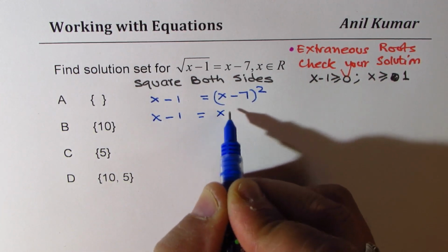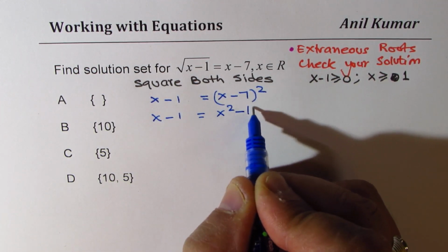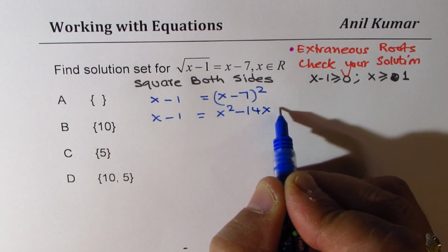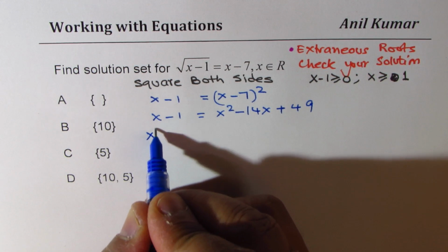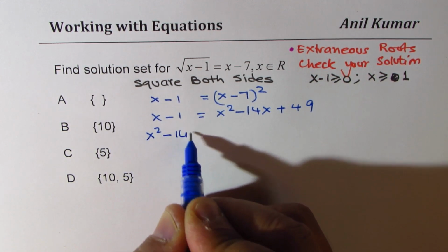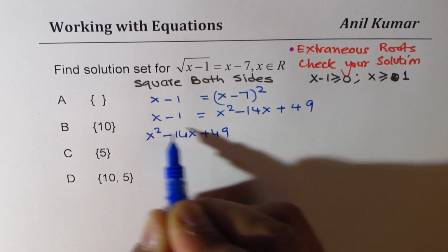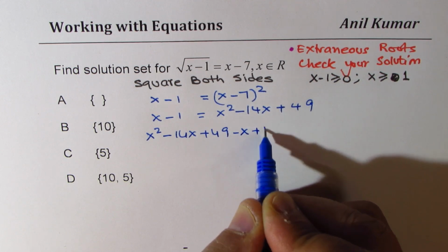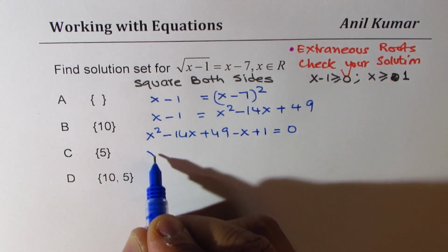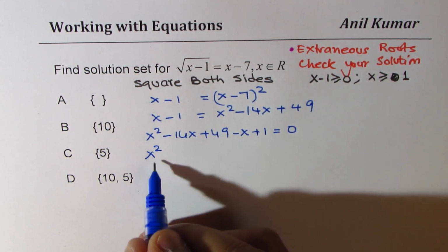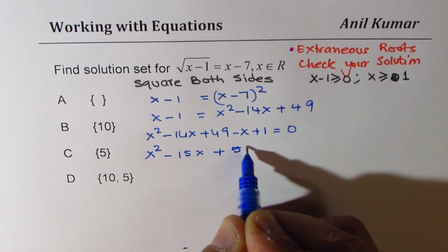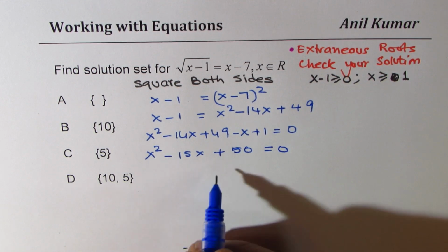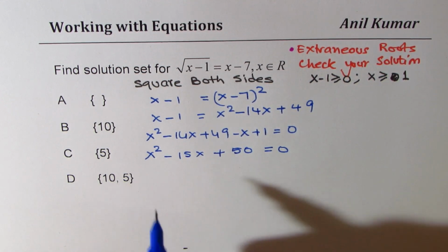So we get this as x squared minus 2ab, which is 14x. Square of 7 is 49. Bring them together. So we get x squared minus 14x plus 49. Take away x and add 1 equals 0. That gives you x squared minus 15x plus 50 equals 0.